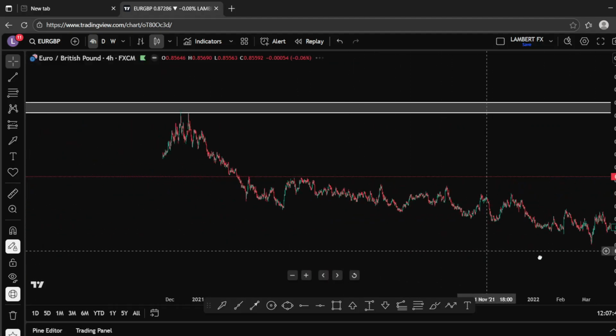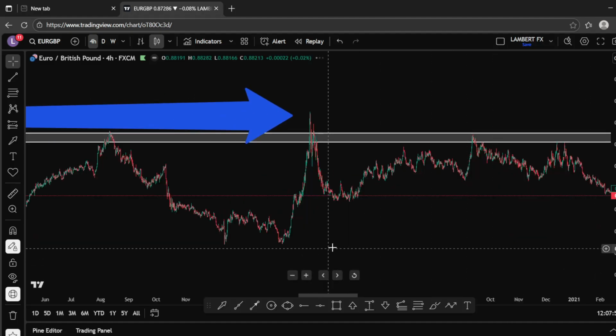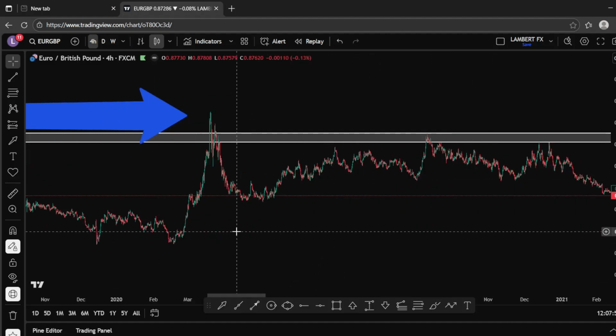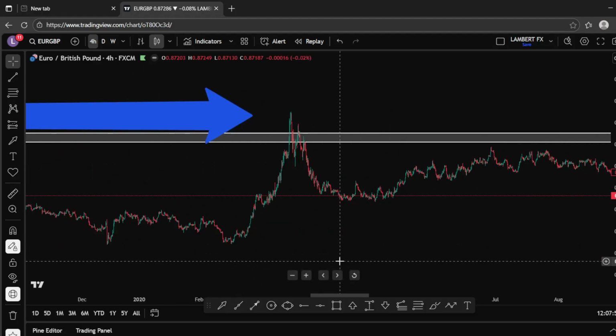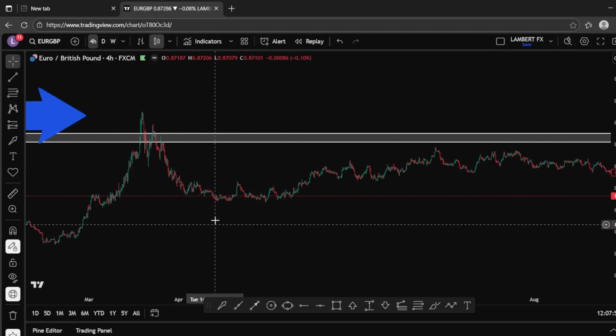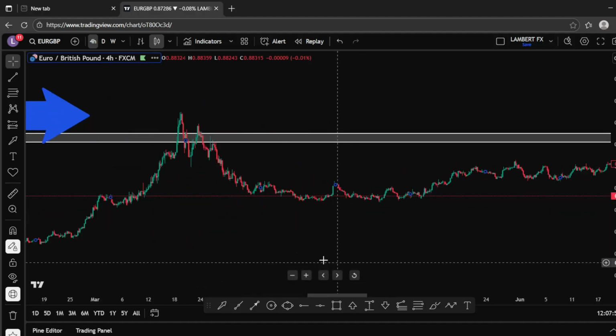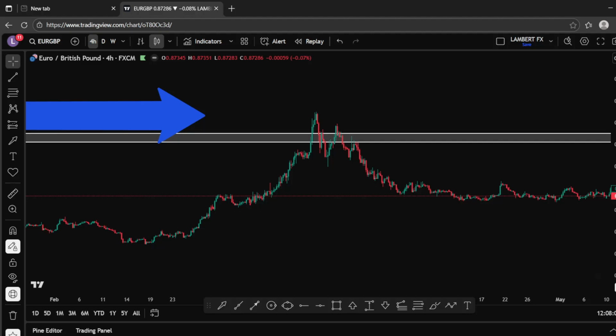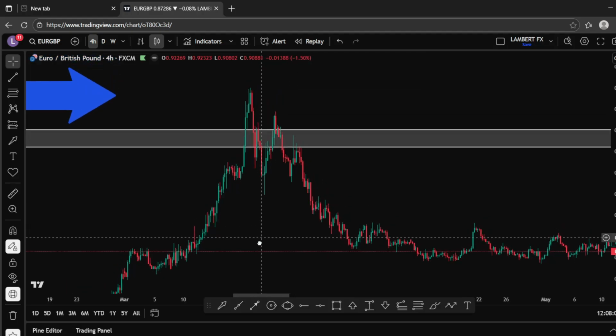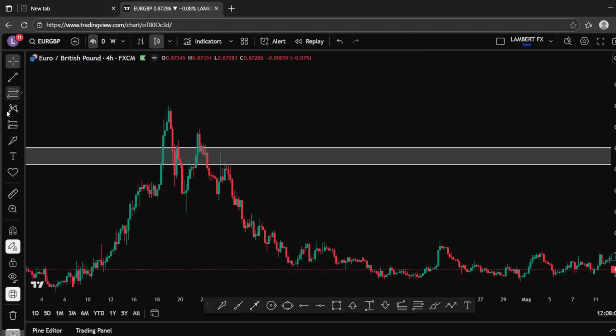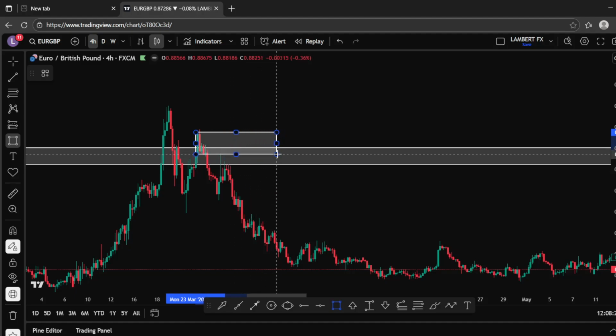The left hand side. Yeah. So this was that breakout on the daily time frame. So let's map out a supply zone so that when you see this happening, you will know where to take a trade. All right. So right here was a supply zone.